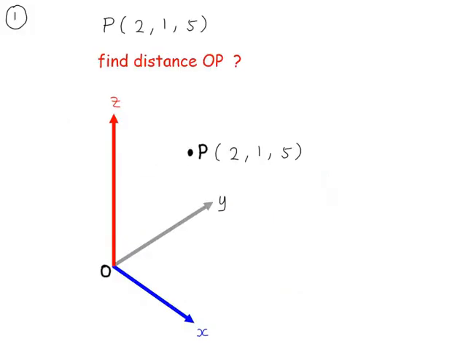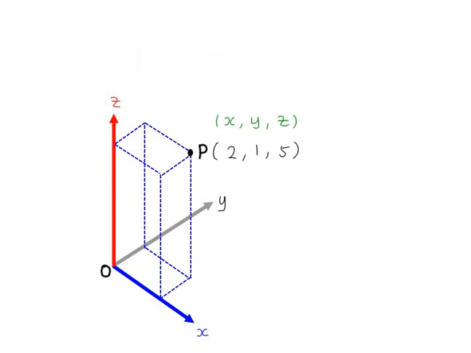Example 1. We want to work out the distance OP from the origin to point P. On this diagram it's difficult to imagine where exactly point P is. We can improve by doing this. So all I've done is I've drawn a cuboid and placed point P on one of the vertices.